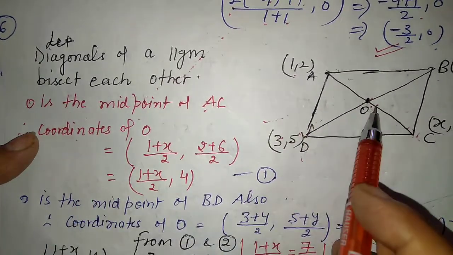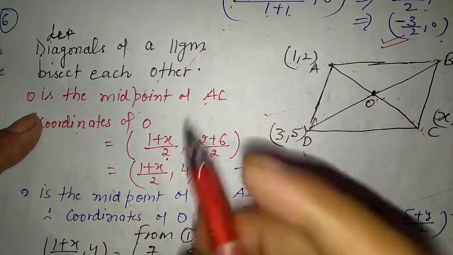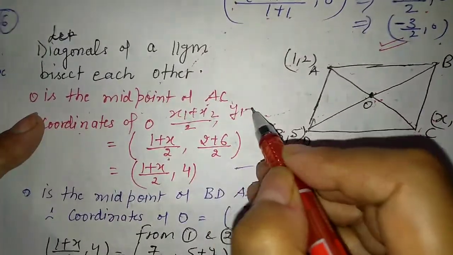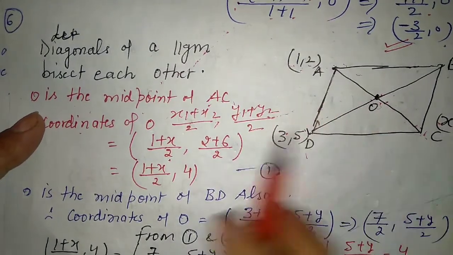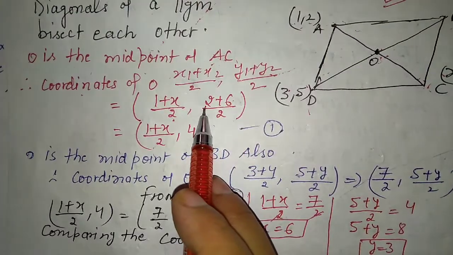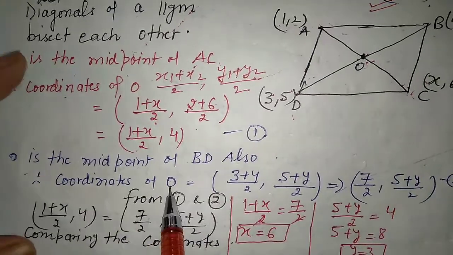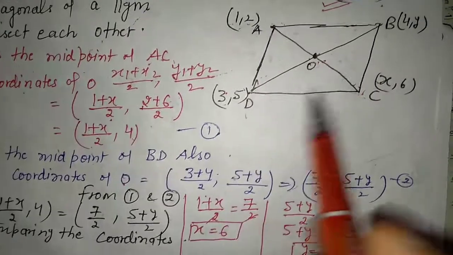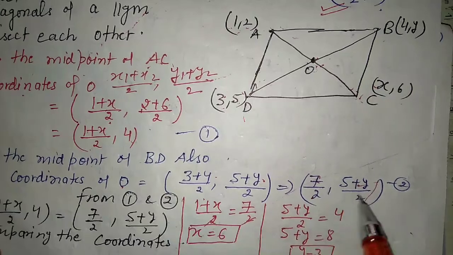So the coordinate of A, x1 plus x2, 1 plus x divided by 2. The formula we take here is x1 plus x2 upon 2 and y1 plus y2 upon 2: 1 plus x upon 2 and 2 plus 6 upon 2, that is 8 divided by 2, that is 4. Again O is the midpoint of BD also. So the coordinate of O again we find as 3 plus 4 by 2 and 5 plus y by 2, that is 7 by 2, 5 plus y by 2.